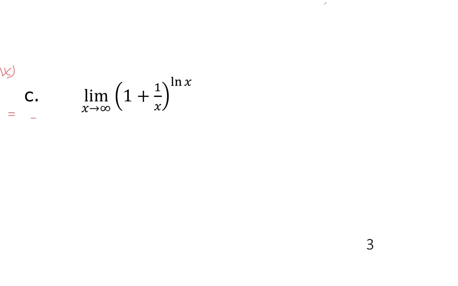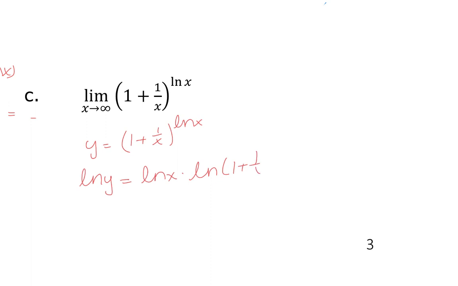As it stands now, if I put in infinity, this is going to go to 1. This is going to go to infinity, so this is 1 raised to the infinity. So y is equal to (1 plus 1 over x) raised to the natural log of x. The natural log of y is equal to the natural log of x multiplied by the natural log of 1 plus 1 over x. If I were to try to do this at infinity, this would go to infinity, this would go to 0. So I need to rewrite this some more.